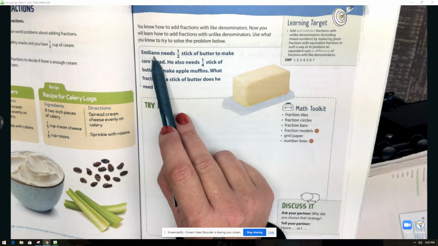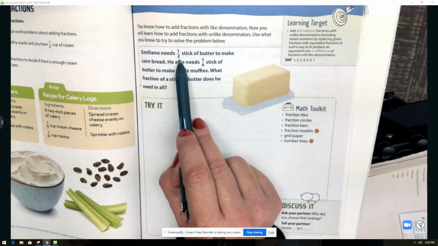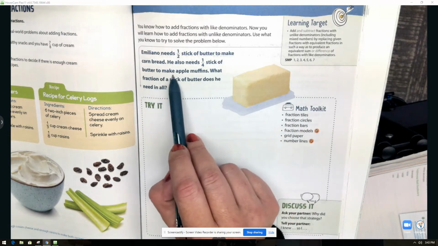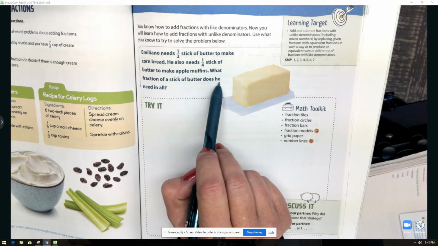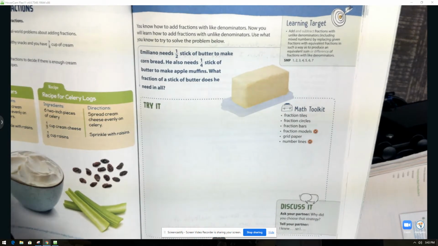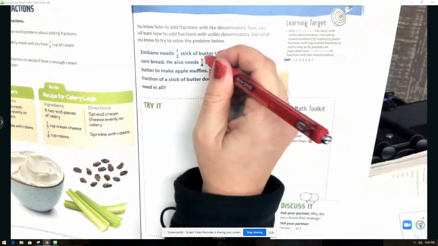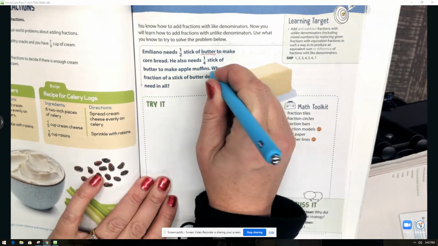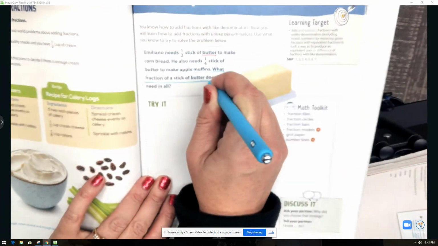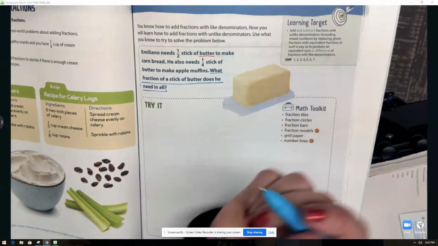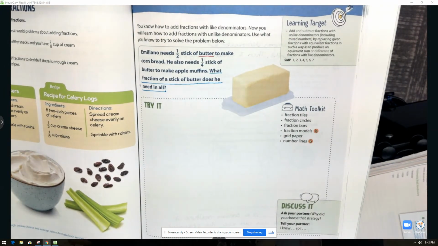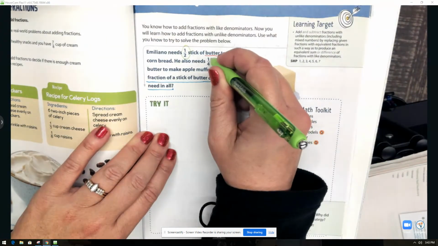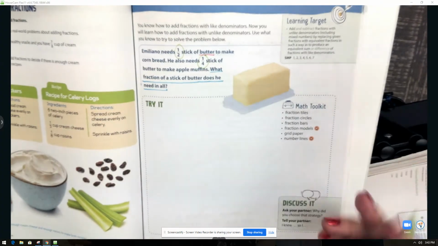We could also read that as Emiliano needs 1/2 stick of butter to make cornbread. He also needs 1/4 stick of butter to make apple muffins. What fraction of a stick of butter does he need in all? So first of all, what is this question talking about? It's talking about butter and how much butter we need. And what problem are we trying to solve? What fraction of a stick of butter does he need in all? And then what is the important information? Well, we know that he needs 1/2 of a stick of butter to make cornbread, and he needs 1/4 of a stick of butter to make apple muffins.